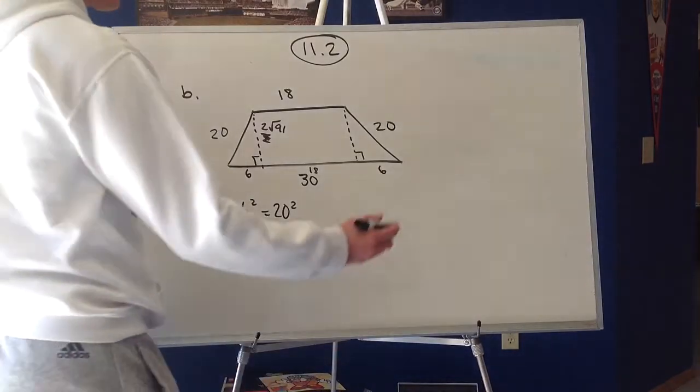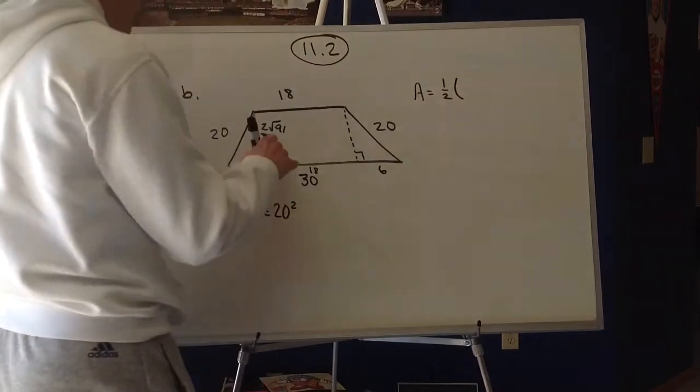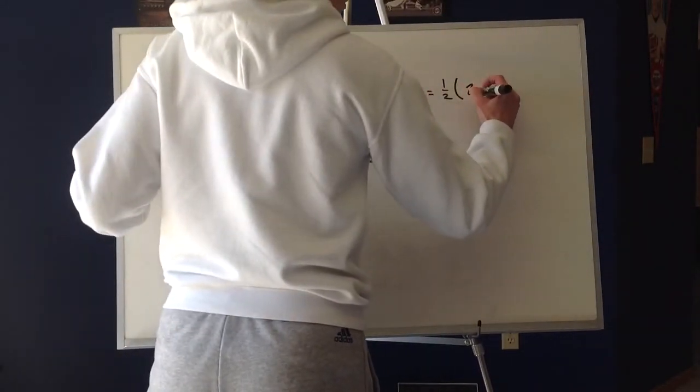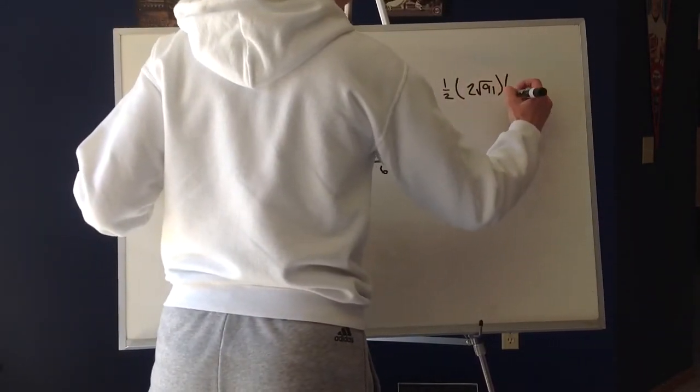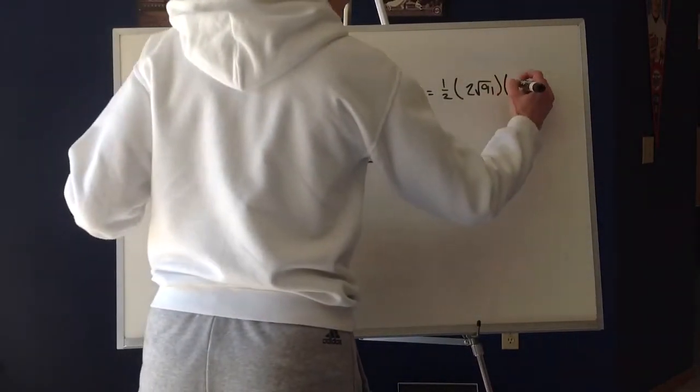you. So our area then is going to be 1/2 your height, which is what we just found, the 2 square root of 91, and then it's going to be 18. Make sure you do the whole base, which is 30.